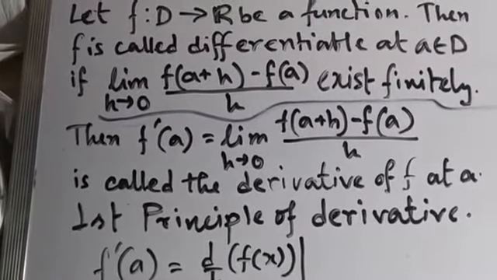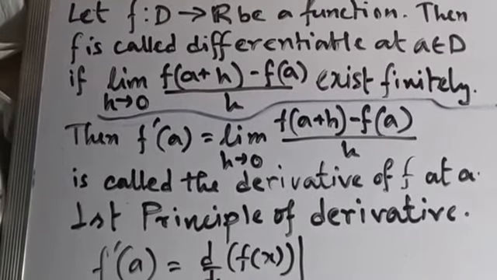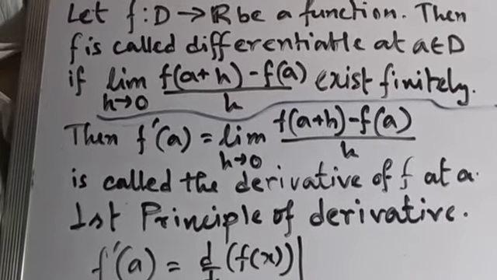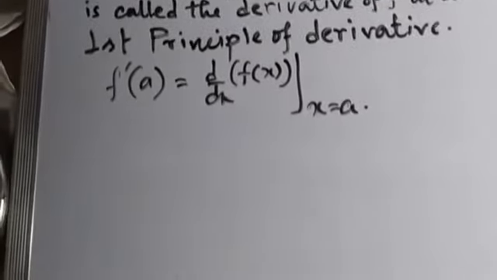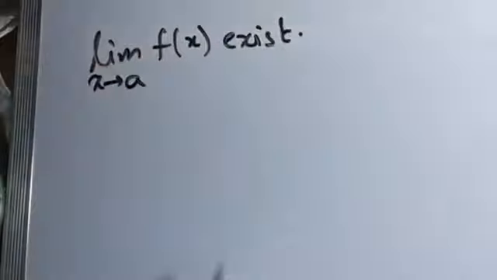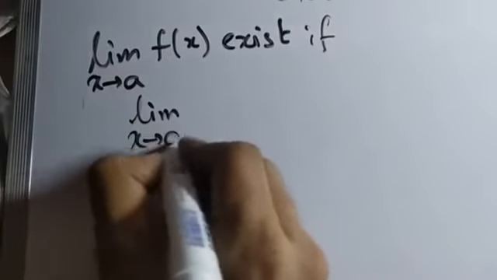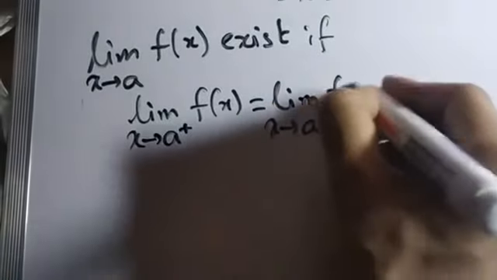So in the definition we have to deal with the statement that the limit as h tends to 0 of f of a plus h minus f of a by h exists finitely. These two terms, exists and finitely, we have to emphasize. So first of all, let us remember what we mean by the existence of a limit. We say that the limit as x tends to a of f of x exists if the right hand limit is equal to the left hand limit.